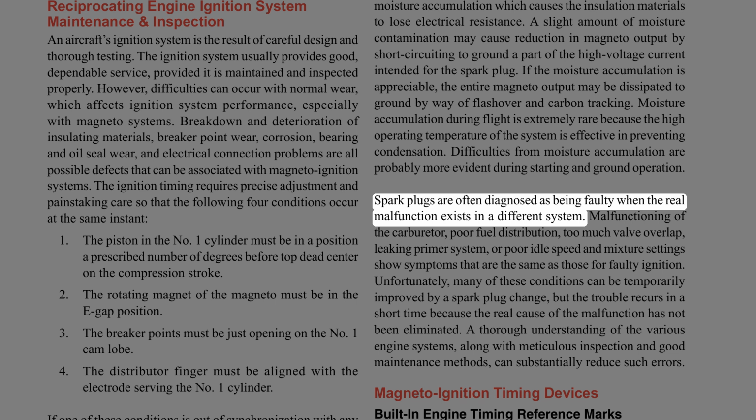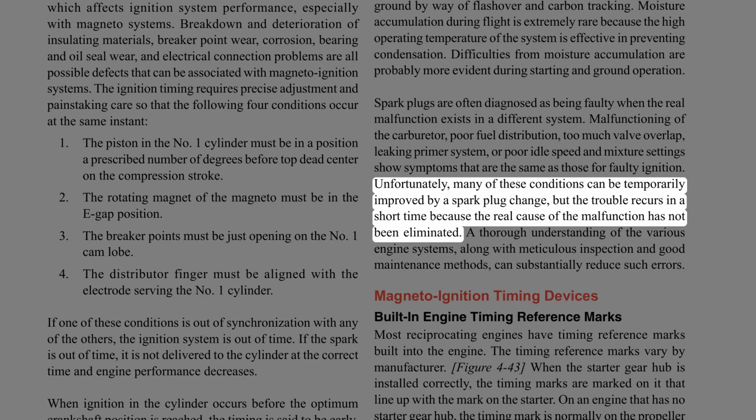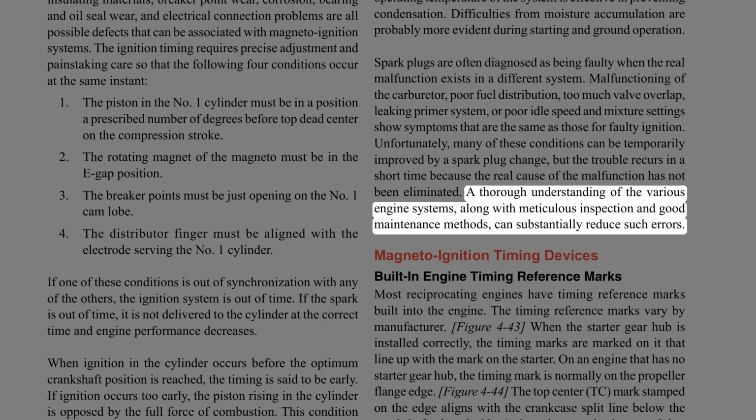Spark plugs are often diagnosed as being faulty when the real malfunction exists in a different system. Malfunctioning of the carburetor, poor fuel distribution, too much valve overlap, a leaking primer system, or poor idle speed and mixture settings show symptoms that are the same as those for faulty ignition. Unfortunately, many of these conditions can be temporarily improved by a spark plug change, but the trouble recurs in a short time because the real cause of the malfunction has not been eliminated. A thorough understanding of the various engine systems, along with meticulous inspection and good maintenance methods, can substantially reduce such errors.